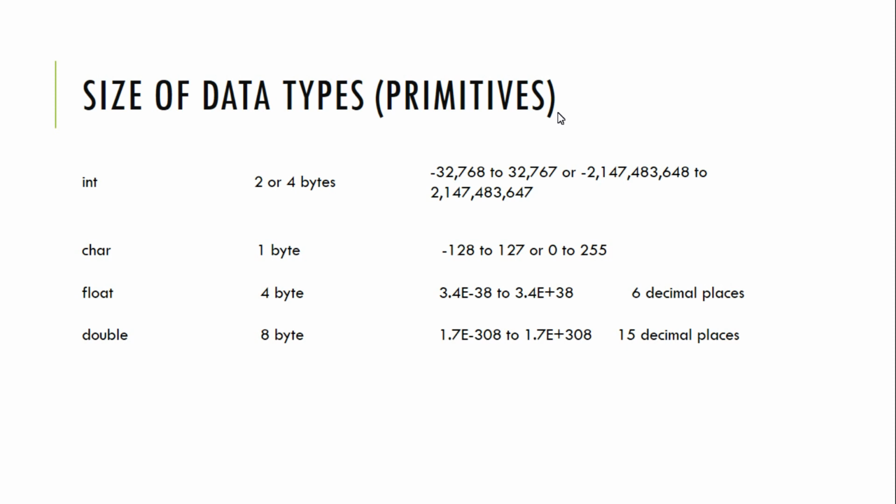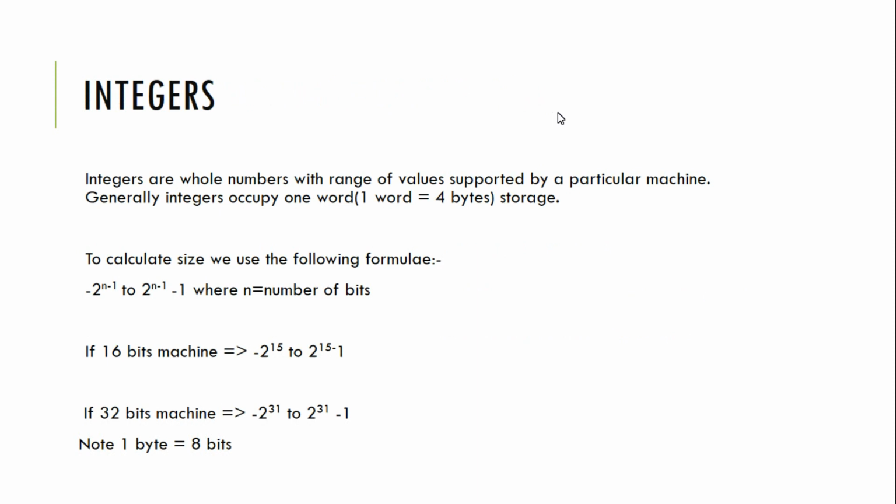So how do you get these values? How do you calculate these ranges? The way to calculate the ranges is given in the next part. To calculate the range of values that an integer can hold, we use the formula minus 2 to the power n minus 1 to plus 2 to the power n minus 1, minus 1, where n is the number of bits.